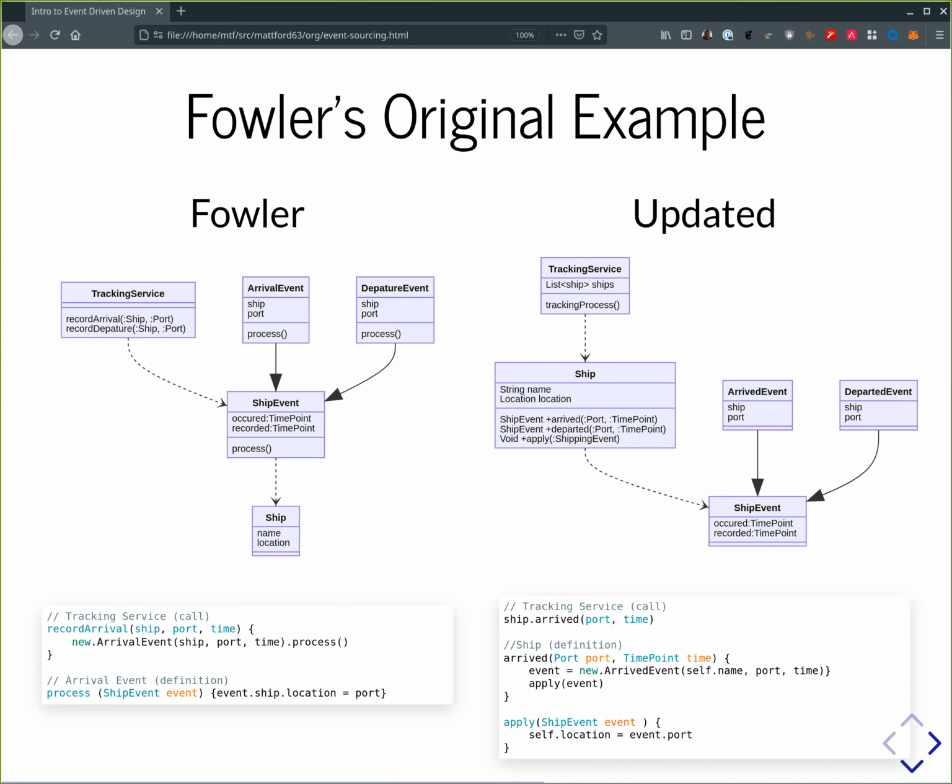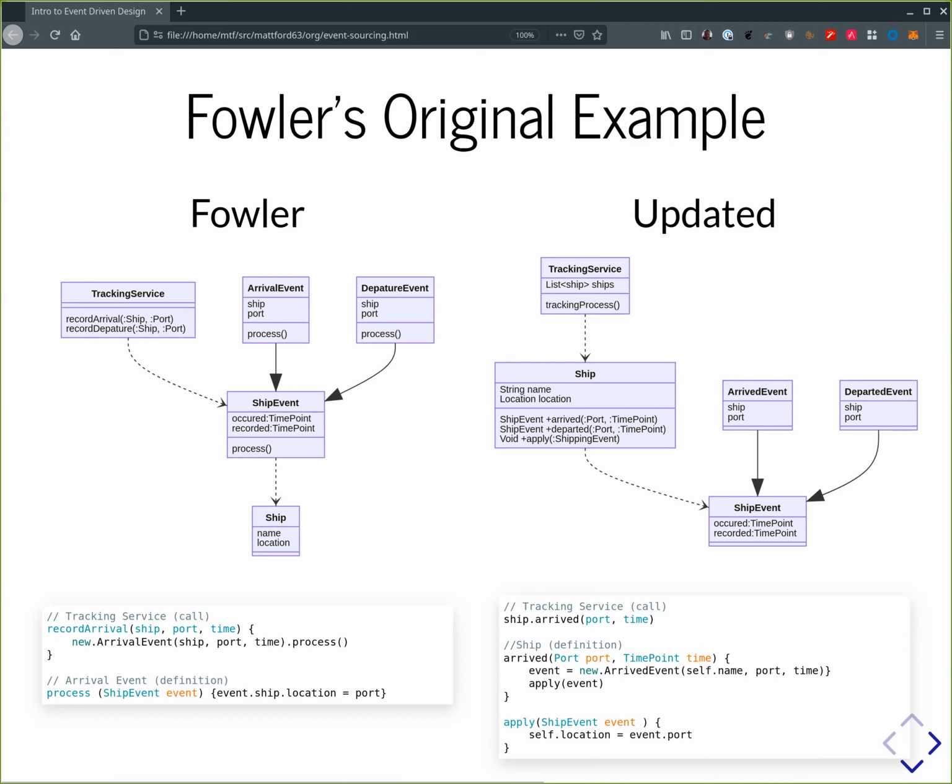You can see that here. When record arrival comes in, we create a new object, and then we call process on that new object. And that process is defined for each one of these types of events. And this one is just setting the ship location to port.